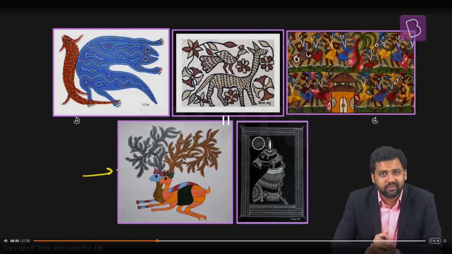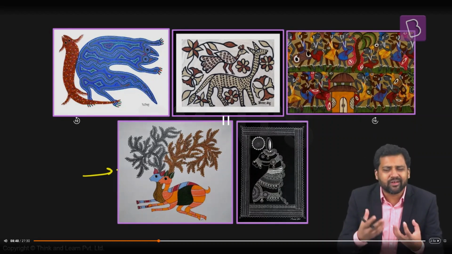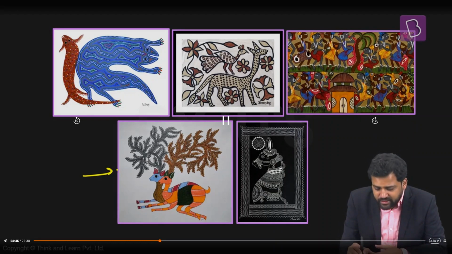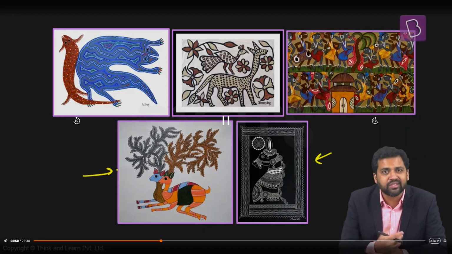For example, this is a Gond painting by Gond tribals. Mostly in Chhattisgarh and Madhya Pradesh, you have Gonds. So this is the kind of paintings they make. This is a Sora painting done by Sora tribes in Orissa. This is a Bhil painting.